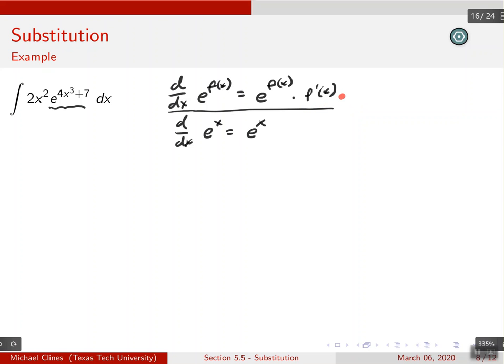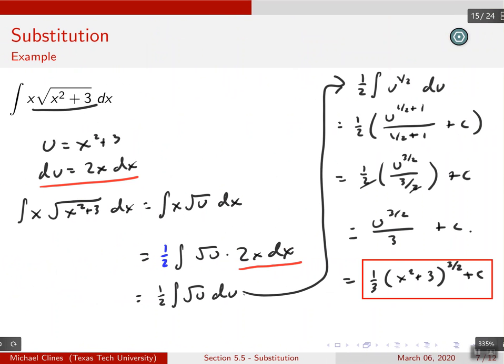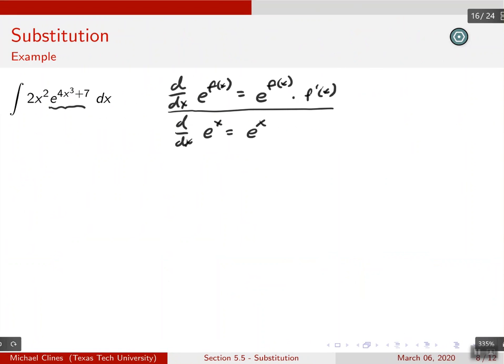So if we're kind of thinking about undoing this process, it's this function of x up here that's kind of giving us a little bit of a problem. It's what e has been raised to. That's the situation we want to handle. Just like in this problem, where it was the thing under the radical, that x squared plus 3 that's giving us a problem. Now, it's the 4x cubed plus 7. That's what we want to sub out.